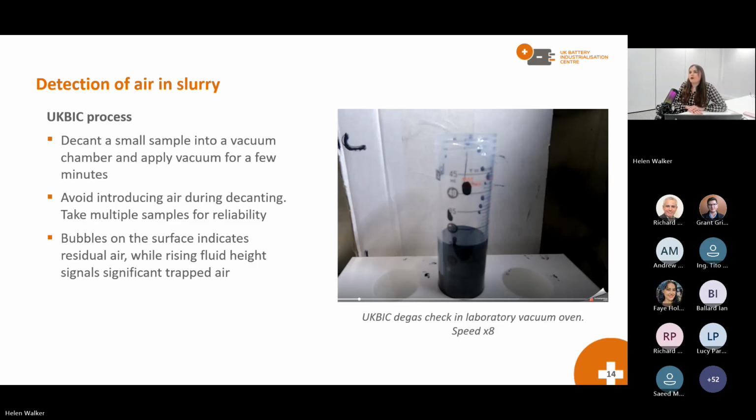So I've talked about the wet slurry casting technique at UKBIC. I'll now talk about how we detect or quantify the air that's in our slurry. Once we have degassed a slurry, we perform what we call a degas check. We take a sample of that slurry, we decant it into a small vial, and we place it into a vacuum oven in our lab.